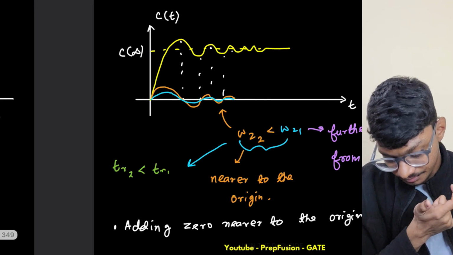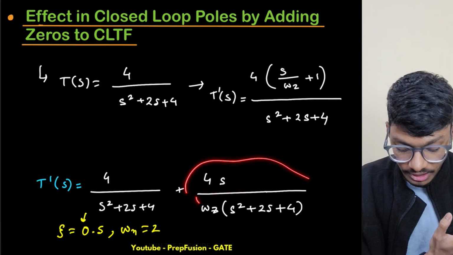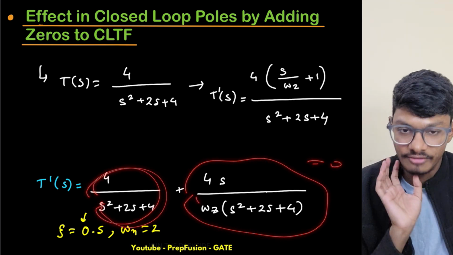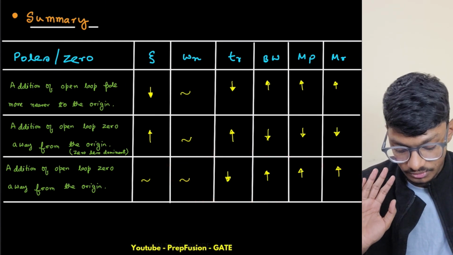So the summation term, as the 0 is not much dominant, this will almost tend to 0, okay, and this will not affect this response. So yeah, the case will be this. Just a quick summary, everything will be same.